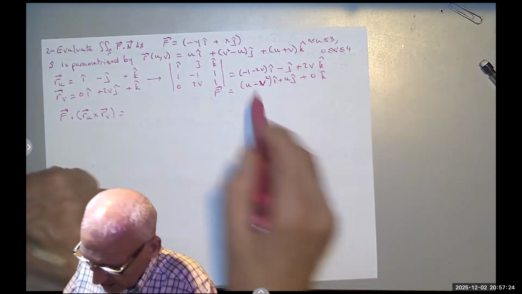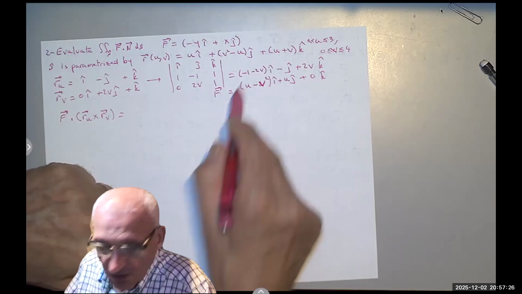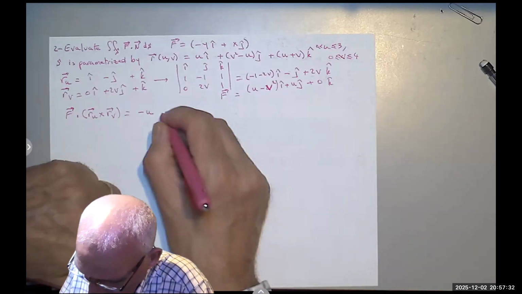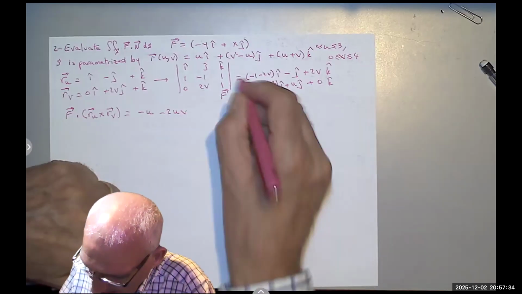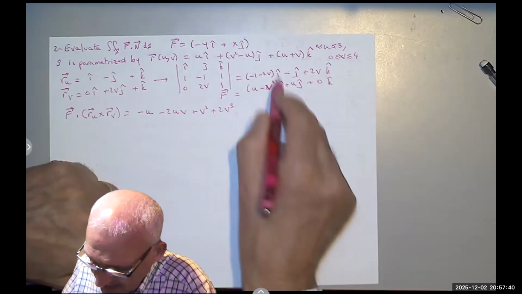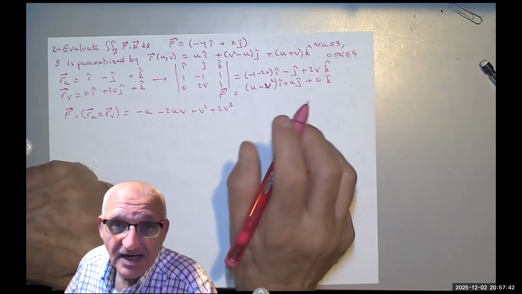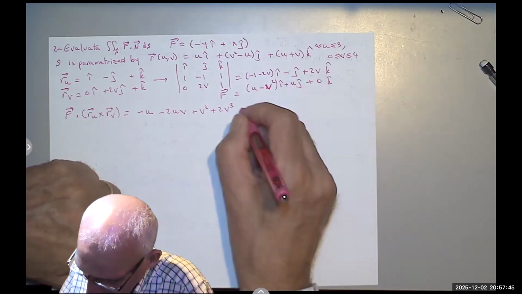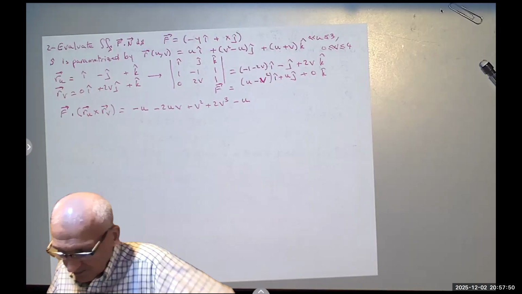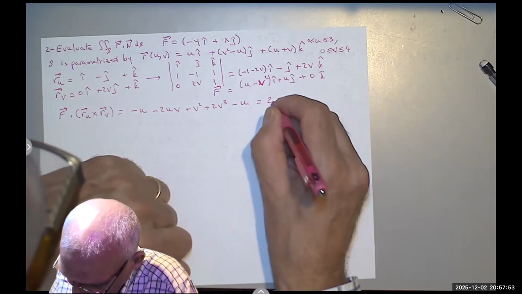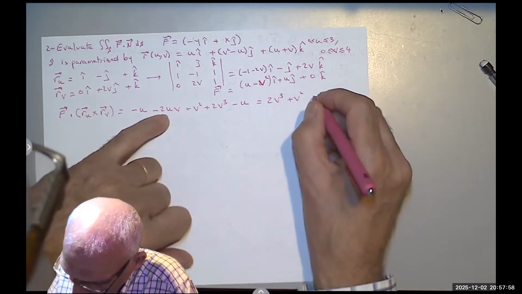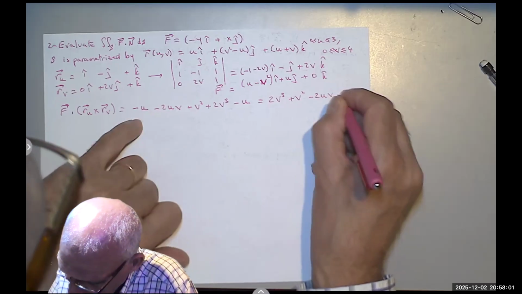So here you see what I'm going to do. I'm going to multiply all four, like FOIL, right? I get negative u minus 2uv plus v squared plus 2v cubed, all of that by multiplying the i's. Then the j's, I get minus u, and then the k's, I get 0. So that becomes 2v cubed plus v squared minus 2uv minus 2u.